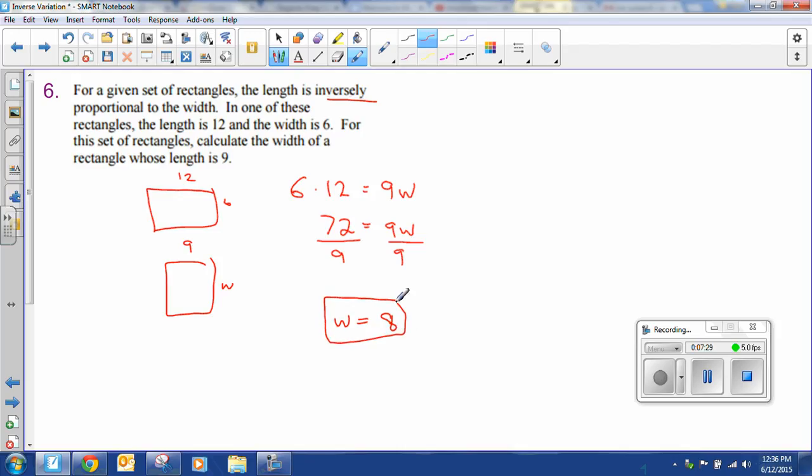There we go. And that is your very simple lesson on inverse variation and how it differs from direct variation. Good luck to you.